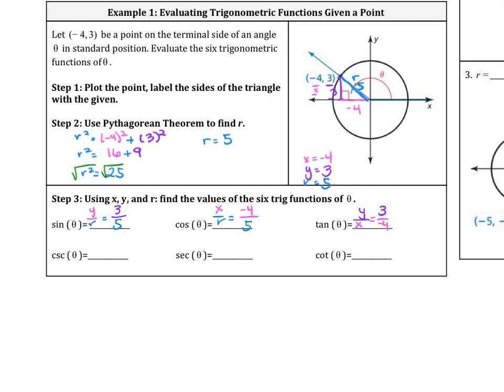Then, because we know these answers, sine, cosine, and tangent, we just take the reciprocal for the ones at the bottom. So cosecant is a reciprocal of sine, therefore it's a positive 5 over 3. Secant is a positive 5 over negative 4. Cotangent now is a negative 4 over 3.